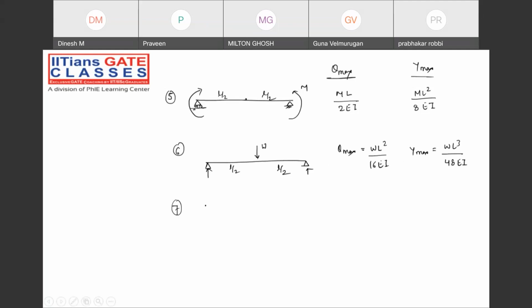This seventh one will be a simply supported beam. Now there will be uniformly distributed load. Suppose it is being subjected to the uniformly distributed load, then the formula will be W into L cube divided by what? 24 EI, 5 WL to the power 4 divided by what? 384 EI.